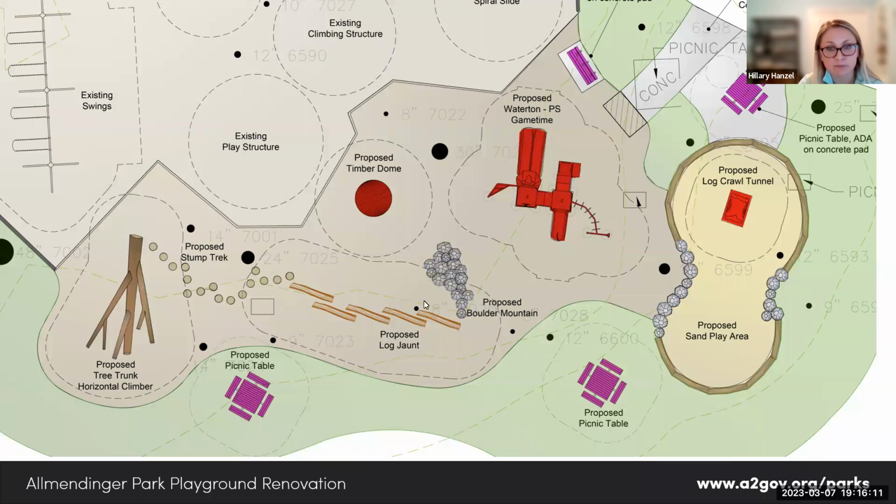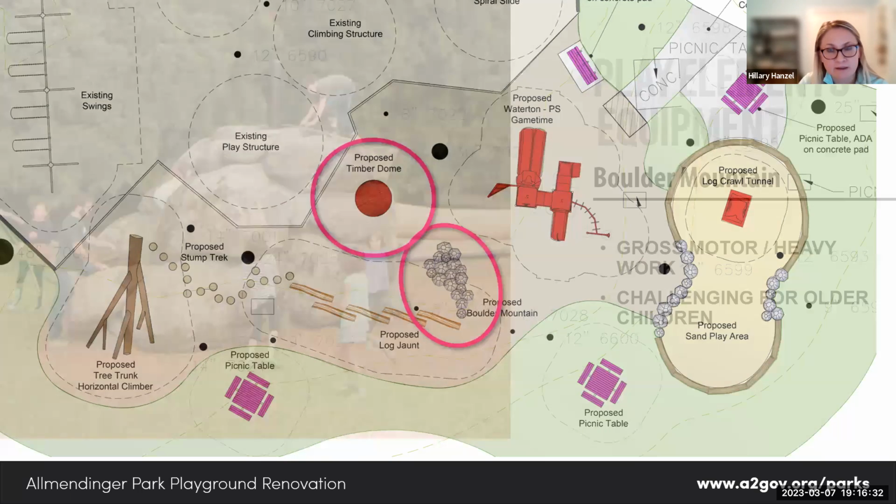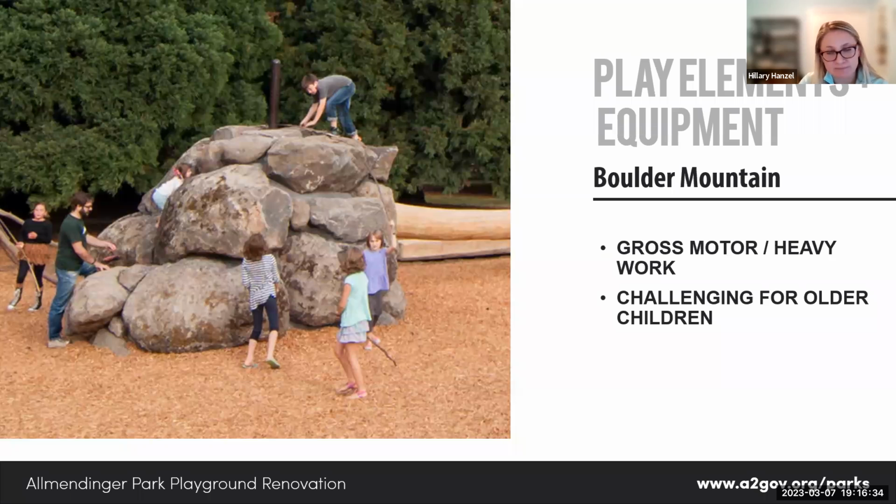And so moving along, talking about some of these other elements out here, getting back to some of the natural play elements, we'll be looking at a proposed boulder mountain. This is something new we're experimenting with. And then also a proposed timber dome. We have some of these in our parks. I believe we just put one out at Bromley Park a few years ago. So the boulder mountain, I will say we haven't done one of these before, and it won't necessarily look like this, but this is our inspiration.